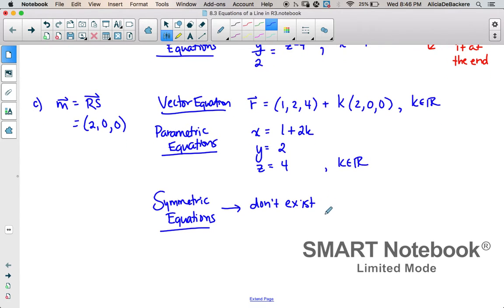And I'm going to find that this happens whenever I have those two zeros. And it doesn't matter where they are. It could be like the x and the z or the x and the y.